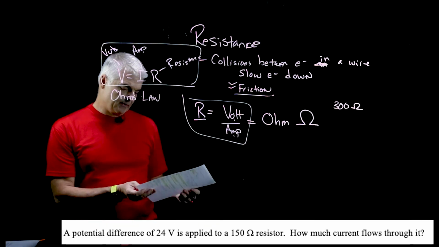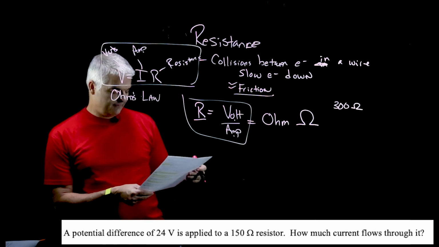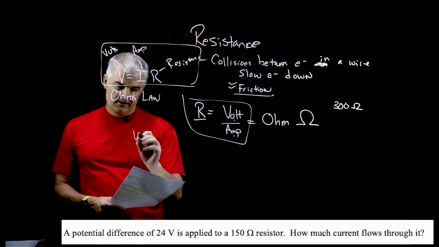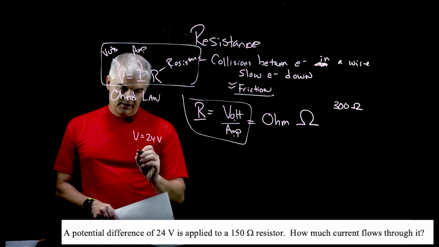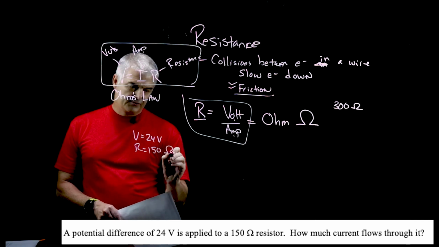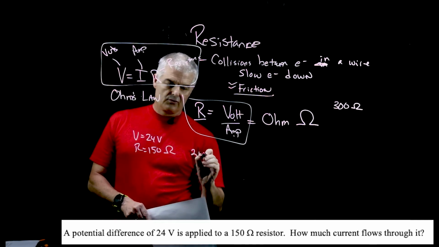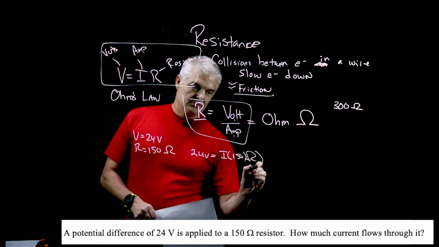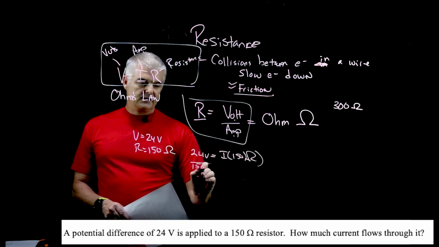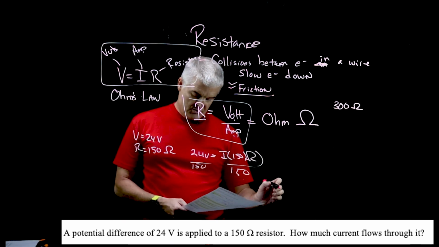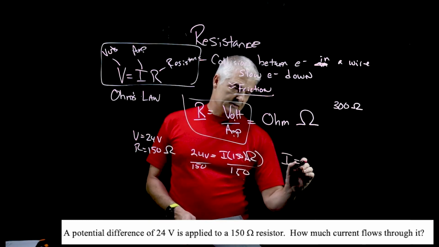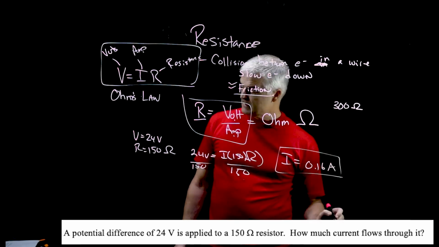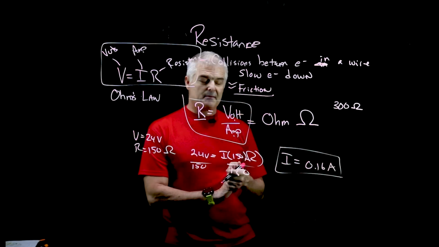So let's do one quick example here. We have a potential difference of 24 volts applied to a 150 ohm resistor. How much current do we have? So we know the voltage, V is 24 volts. We know R is 150 ohms. We're just going to plug this into the equation. 24 volts is equal to I times 150 ohms. Divide both sides by 150, and you get I, and that's the weird thing, I know, is 0.16 amps. Super simple to do these kinds of problems. They're going to get more complex.